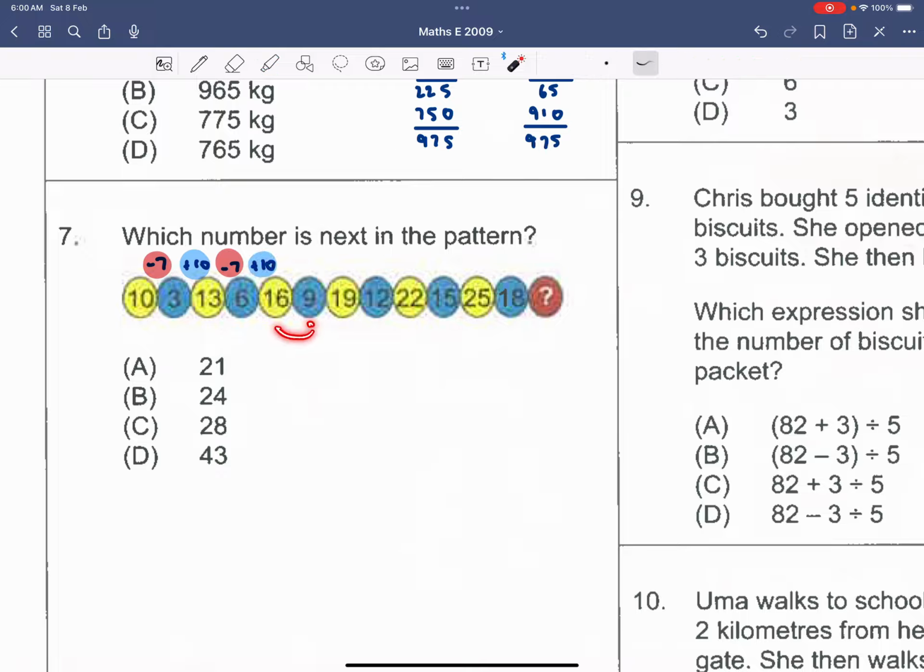So 16 take 7 is 9, plus 10, 19. Okay, 19 take 7 is 12, 12 plus 10 is 22. So let's see what's happening near the end. So you can see they're doing 15 plus 10. Then it's minus 7 again. So the next one must be plus 10 again, okay? That's the pattern. That was a pretty straightforward pattern. So we need to do 18 plus 10. Now, everyone should be able to do 18 plus 10 in their head. 18 plus 10 is clearly 28. So the answer is C.